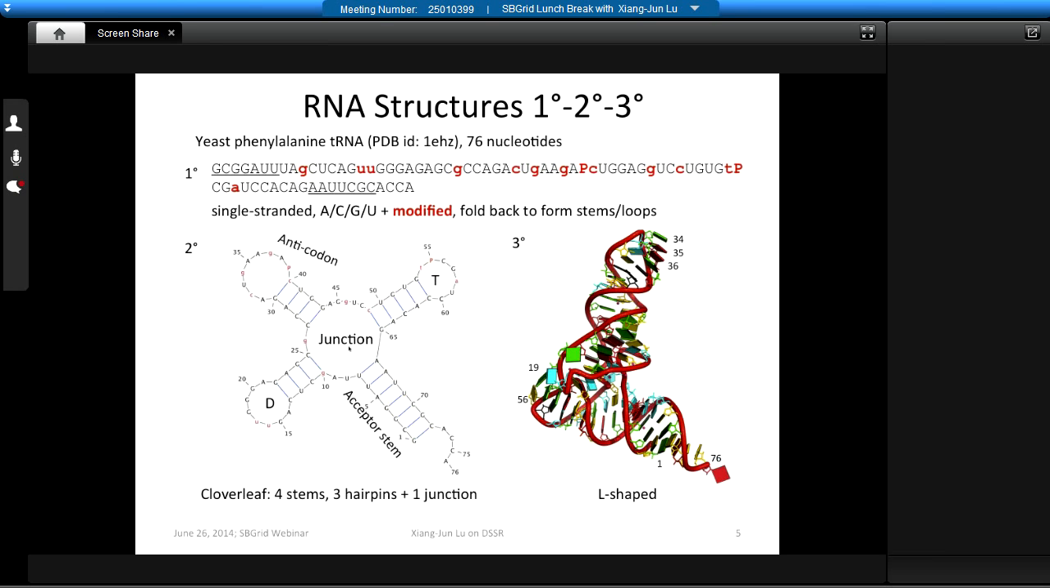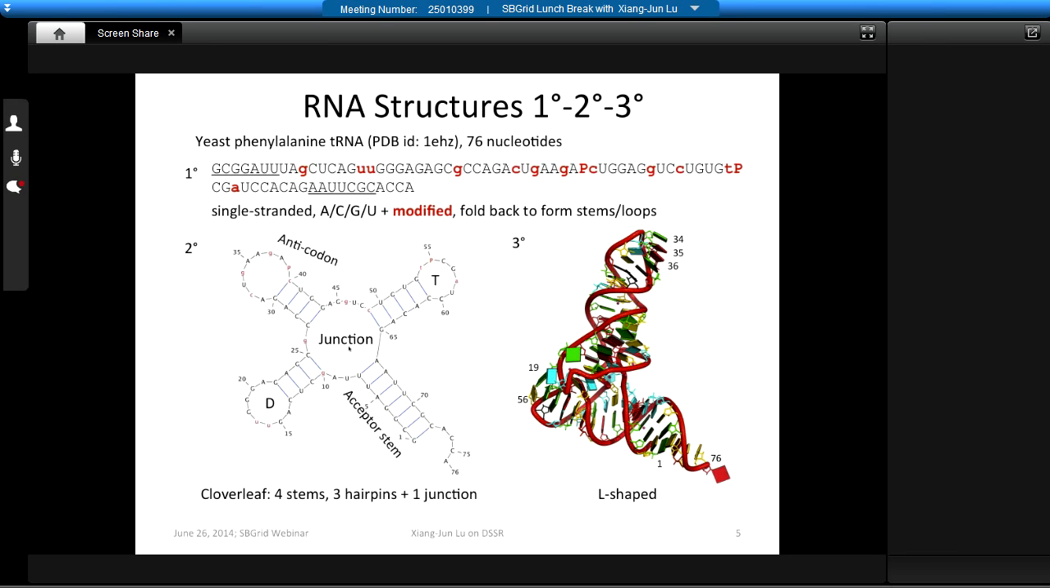How RNA folds from two-dimensional space into three-dimensional space is a very challenging task. It's the so-called RNA folding problem. It's largely unsolved. However, DSSR works in just the opposite direction. We start from a three-dimensional structure and try to derive the secondary structure components. And along the way, DSSR also categorizes many other structure features of 3D RNA.